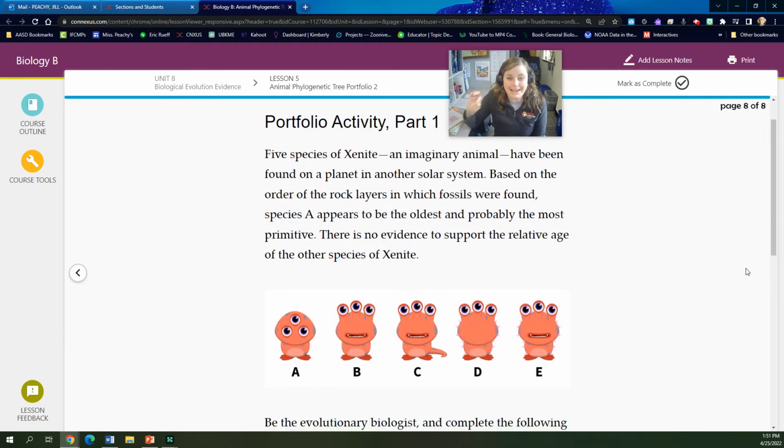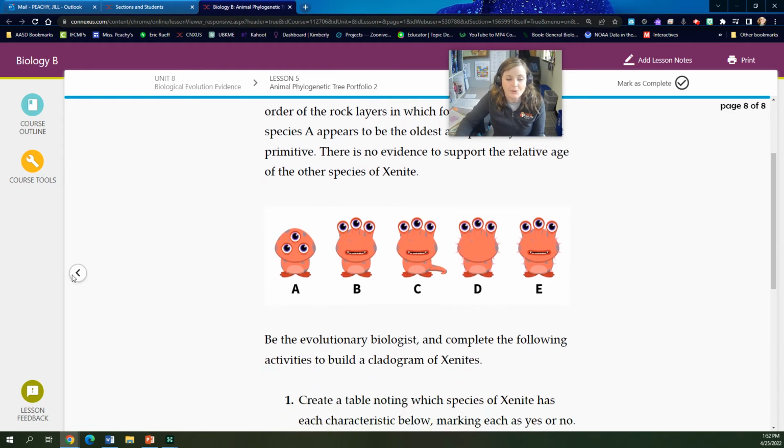So now we move on to the actual thing you're going to be doing. And we've already gone into this quite a bit, but I just want to make sure you have the background information you need. So you are going to create a cladogram of some aliens. This is a species of xenite, which is an imaginary animal that has been found on a planet in another solar system. Based on the order of the rock layers in which the fossils were found, species A appears to be the oldest and probably the most primitive. There's no evidence to support the relative age of the other species of xenite, so we don't know how old the rest of them are. We just know that A is likely the oldest, okay?